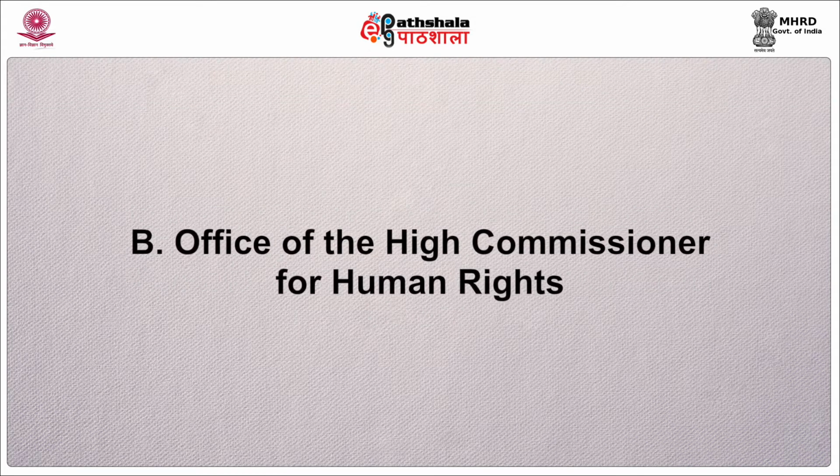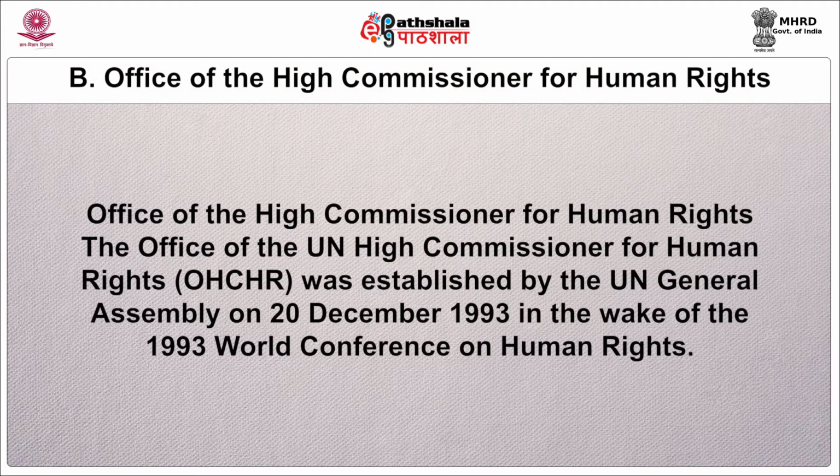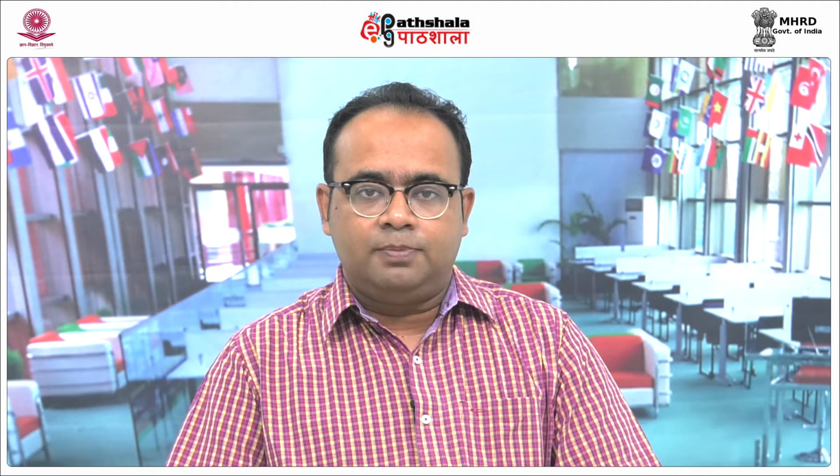Office of the High Commissioner for Human Rights. The Office of the UN High Commissioner for Human Rights, that is OHCHR, was established by the UN General Assembly on 20 December 1993 in the wake of the 1993 World Conference on Human Rights. It has a major responsibility in the UN system for the promotion and protection of human rights. The office supports the human rights components of peacekeeping missions in many countries and has many country and regional offices and centers.